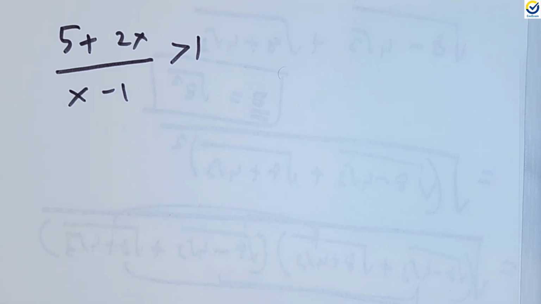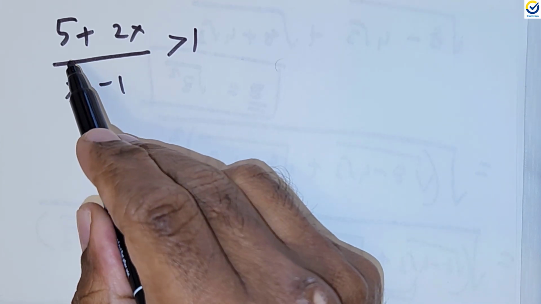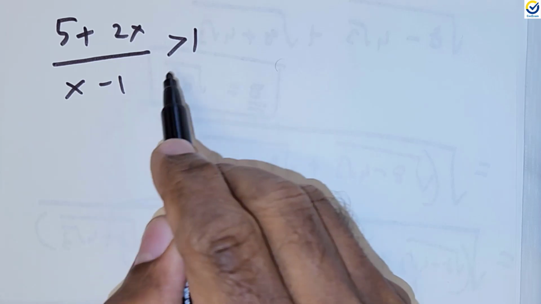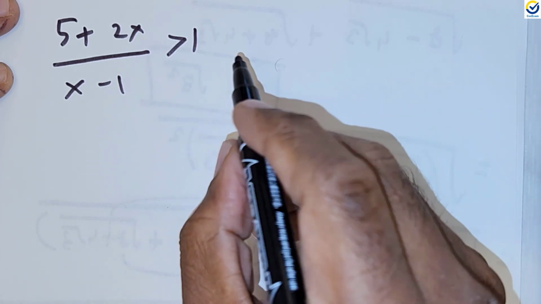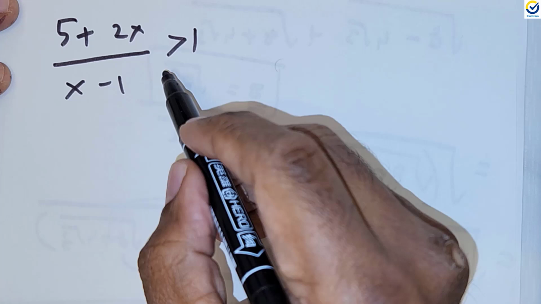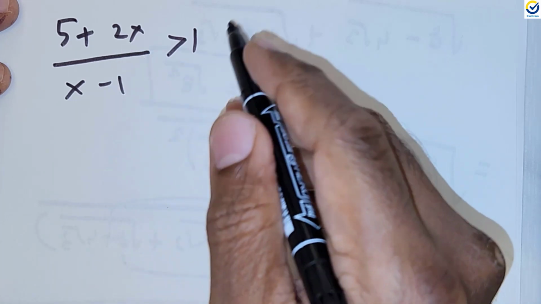Welcome everybody. We've been given this question: (5 + 2x)/(x − 1) > 1. Now we need to be a little bit careful in solving this inequality.